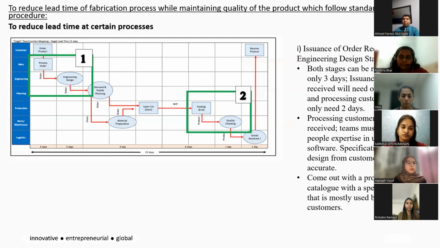Next. The second objective that we want to focus on is to reduce the lead time of the fabrication process while maintaining the quality of the product, which follows standard procedures. So it means we want to reduce lead time at certain processes.